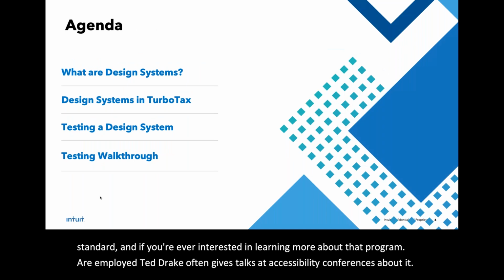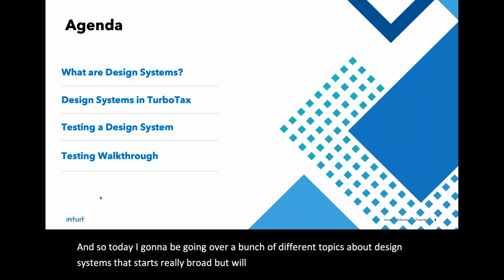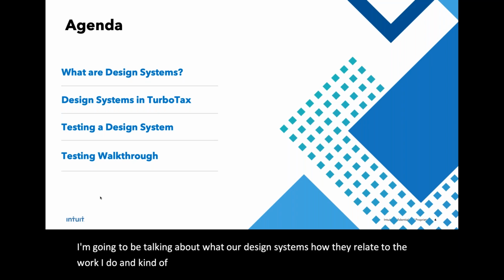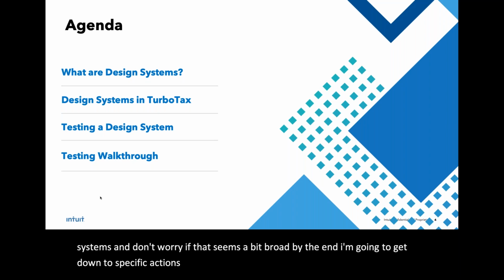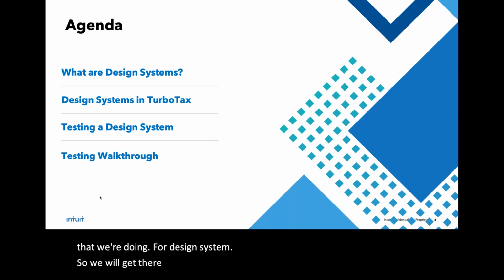Today I'm going to be going over a bunch of different topics about design systems that starts really broad, but will get a lot narrower. At the beginning, I'm going to be talking about what design systems are, how they relate to the work I do, and the different testing criteria we have for our design systems. Don't worry if that seems a bit broad. By the end, I'm going to get down to specific actions that we take to test and have confidence in any releases that we're doing for a design system. So we will get there, just hang in there. I will go ahead and get started.